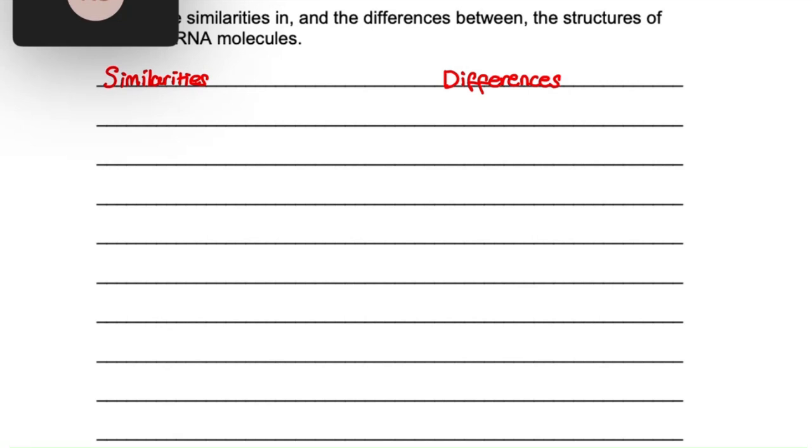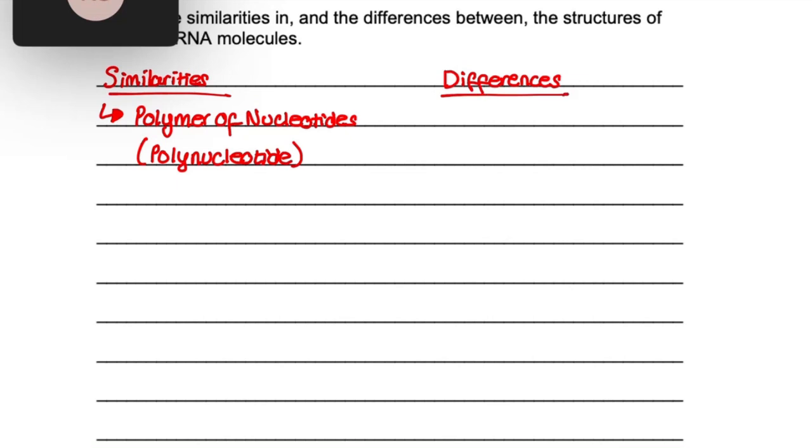Both of them are a polynucleotide strand, which means that they are made up of many repeating units. So both of them are a polymer of nucleotides. And remember when we looked at this before, I said whenever we have a polymer of nucleotides, instead of writing polymer of nucleotides, you can write one word, and that is polynucleotide. That means the exact same thing. So we're starting off with the similarities.